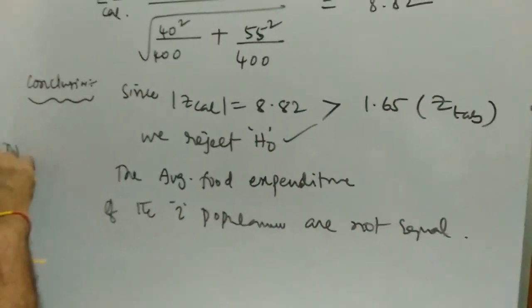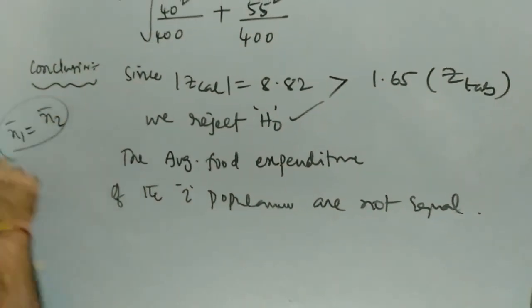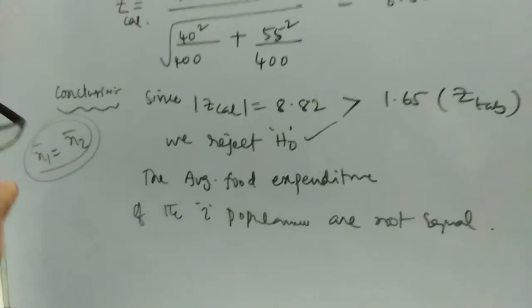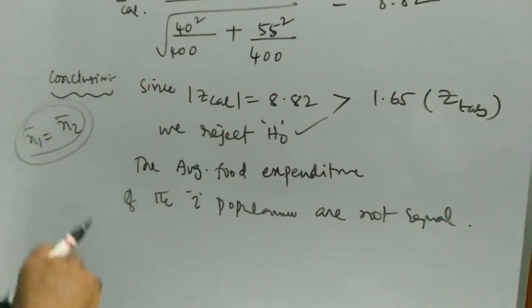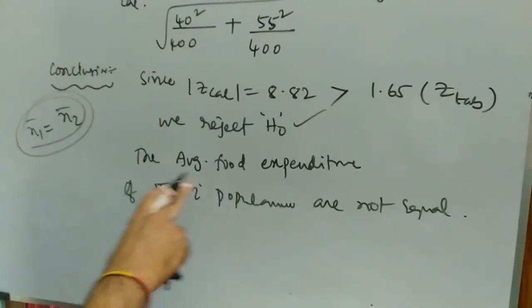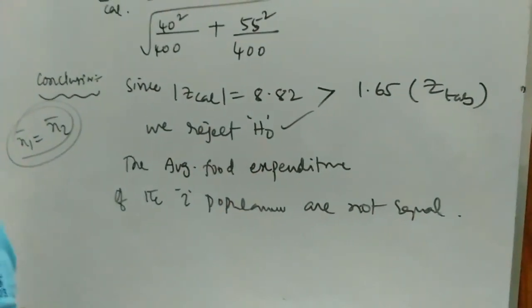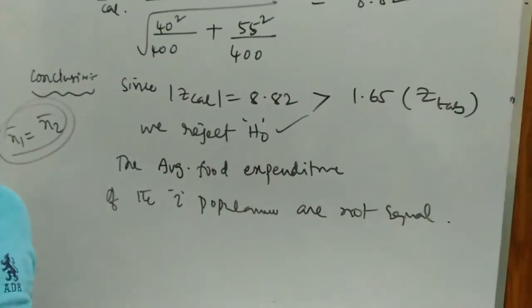Our H0 is x1 bar, x2 bar same. The two sample means, the two shoppers' average food expenditure, is one and the same. That is the wrong statement. That means the average food expenditure of the two populations are not equal. That is the required solution.